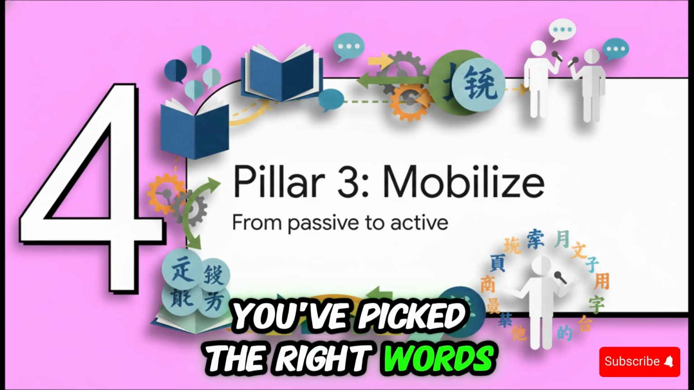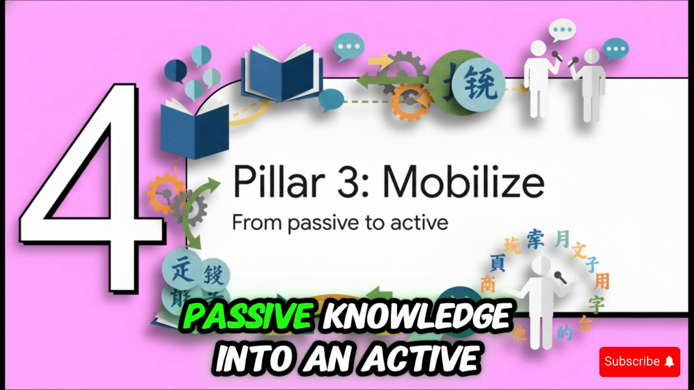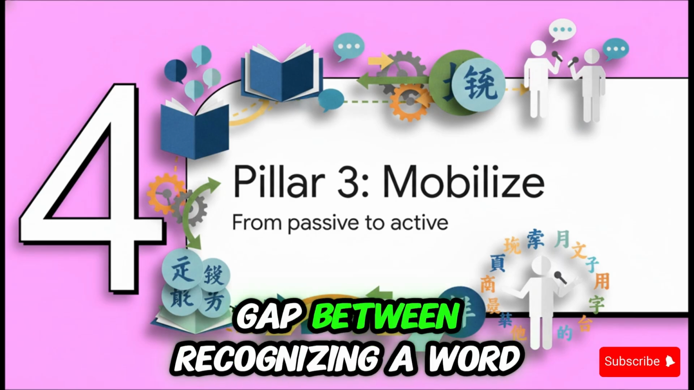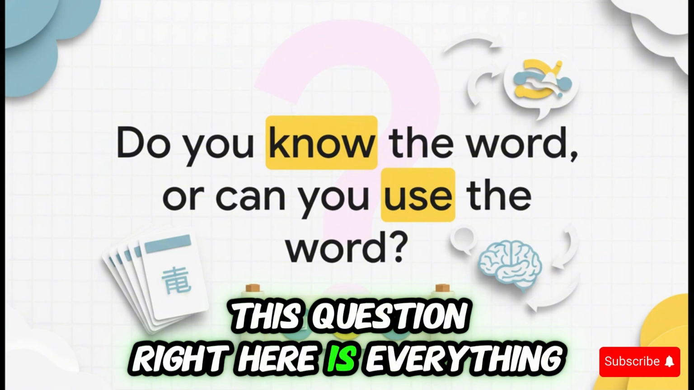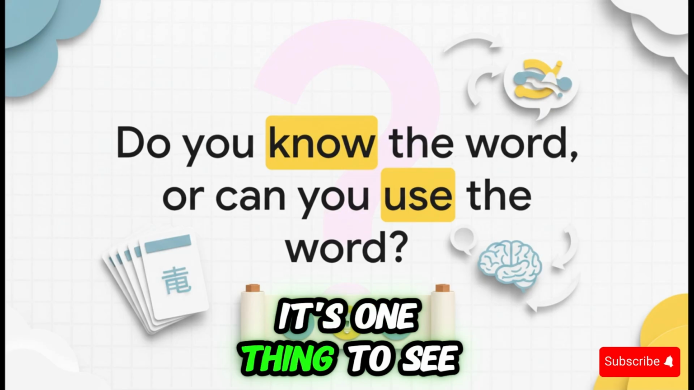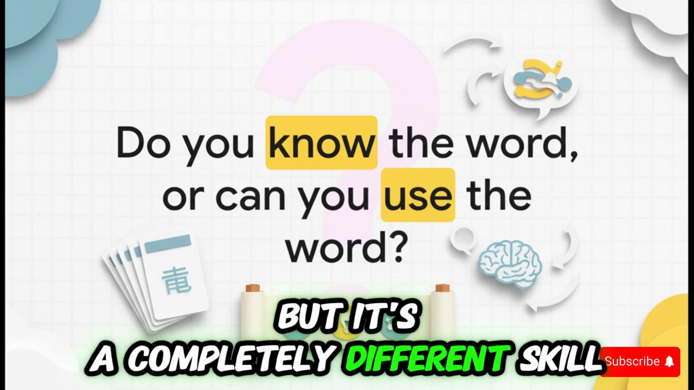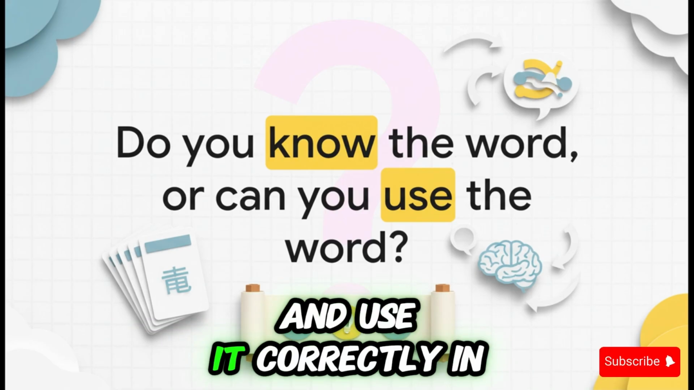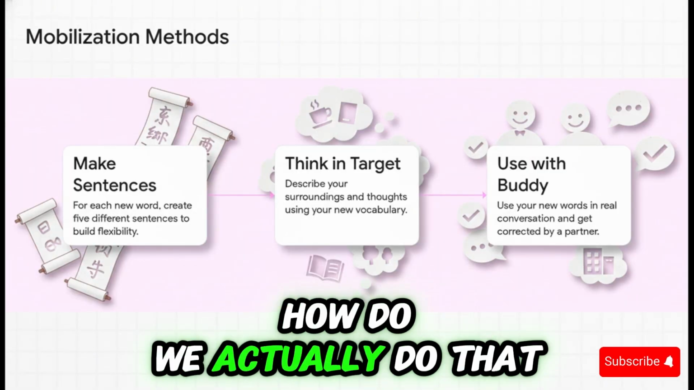You've picked the right words, you've memorized them deeply, but now comes the big leap. You have to turn that passive knowledge into an active, usable skill. You have to bridge the gap between recognizing a word and actually using it. This question right here is everything. It's a total mindset shift. I mean, think about it. It's one thing to see a word on a flashcard and go, oh yeah, I know that one. But it's a completely different skill to pull that word out of your brain on demand in the middle of a conversation and use it correctly in a sentence. That's the real goal. So how do we actually do that?